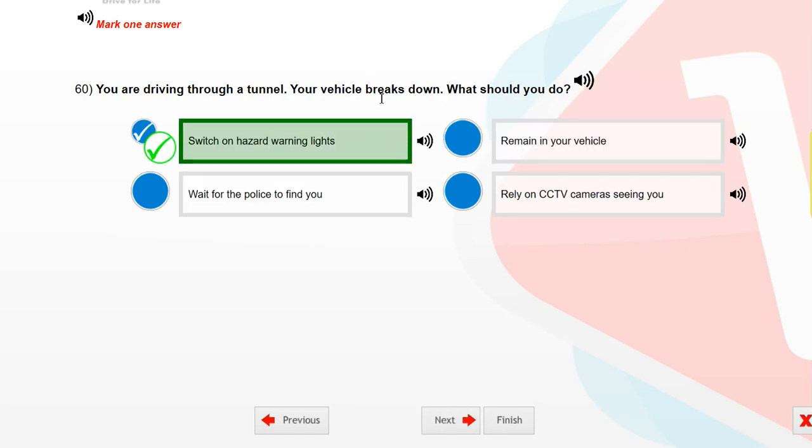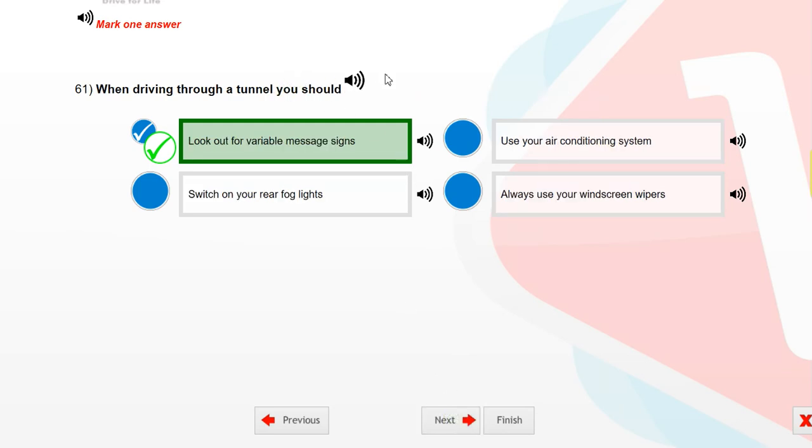You are driving through a tunnel. Your vehicle breaks down. What should you do? Switch on hazard warning lights. When driving through a tunnel, you should look out for variable message signs.